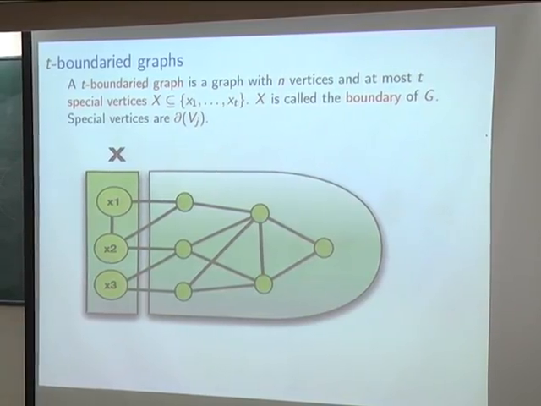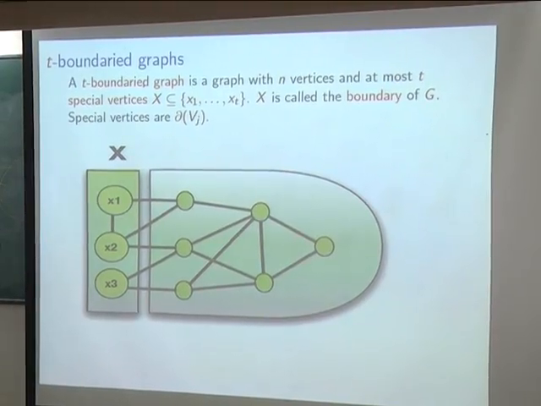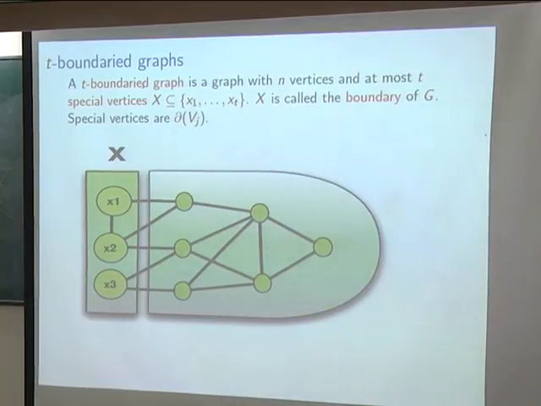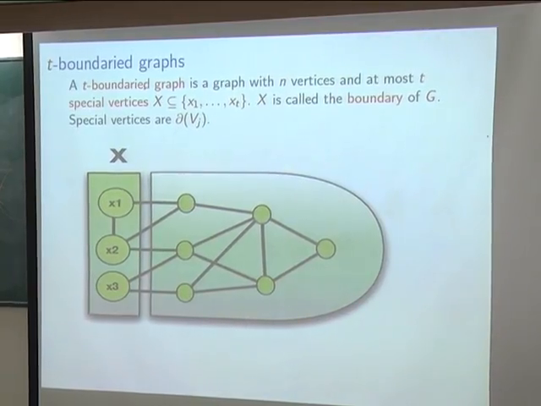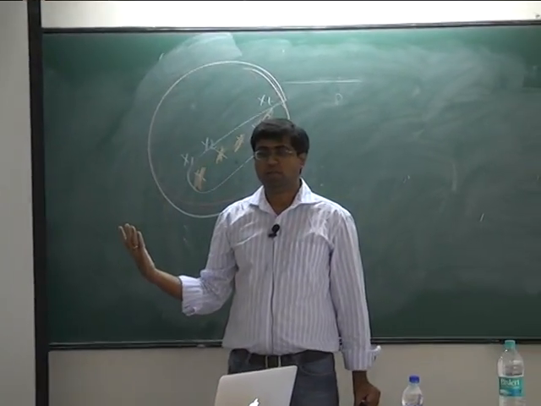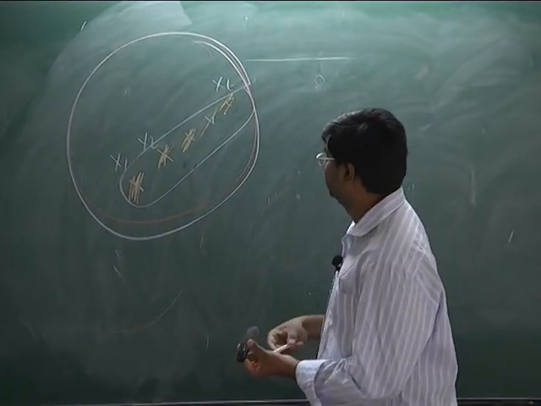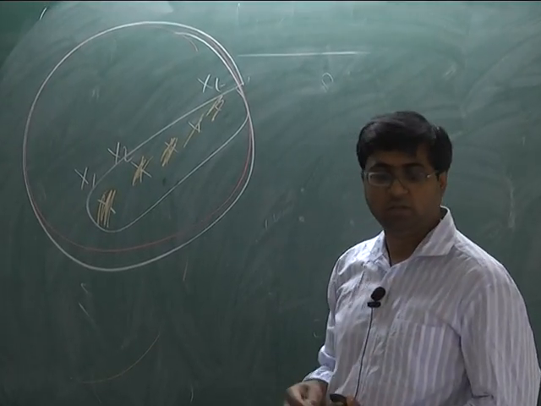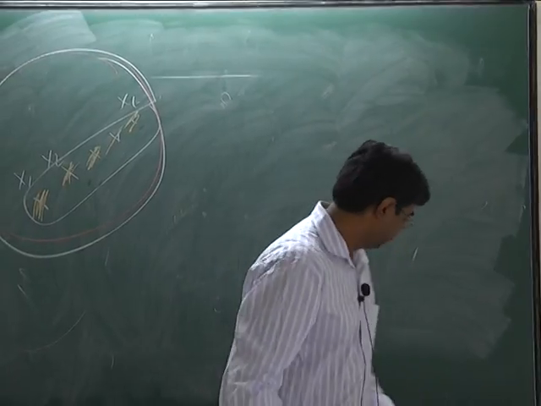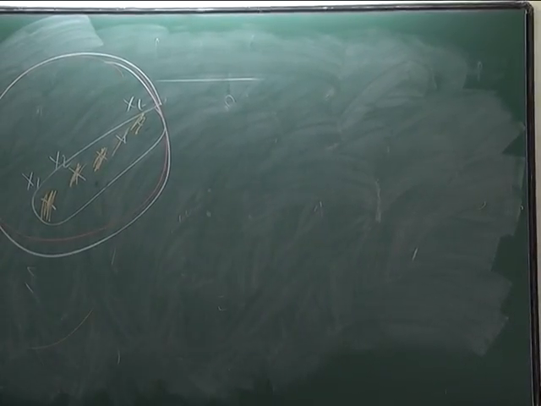So I have defined it for a fixed graph. You start with any graph and you pick some t vertices. I say, for this graph, these t vertices are special vertices. These are called a t-bounded graph.